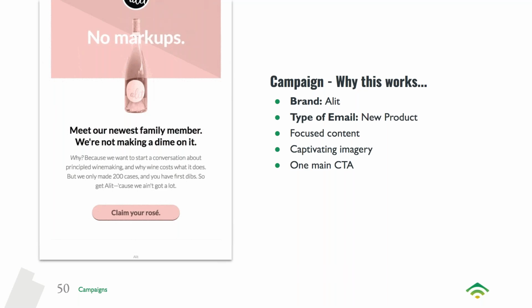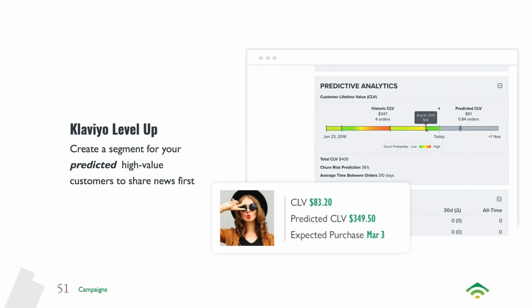And the way you can level up this email is, Klaviyo has a team full of data scientists, which we really, really appreciate them. They've created an algorithm to determine which of your recipients may make a future purchase, or if they're going to churn. So you can create a segment out of those customers to predict a high value and share those news first. So such as maybe your VIP customers, or they get a sneak peek of a new collection.